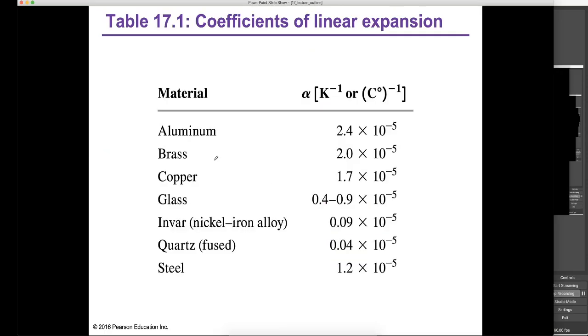Here you have some coefficients of linear expansion. There's a list. For example, for aluminum, the coefficient is higher. For brass, it's a little bit lower. For copper, it's lower. And you see, for steel, actually, it also has a high value. So, generally speaking, most of the metals have a high value of alpha, or they're easy to be expanded when temperature is getting higher.